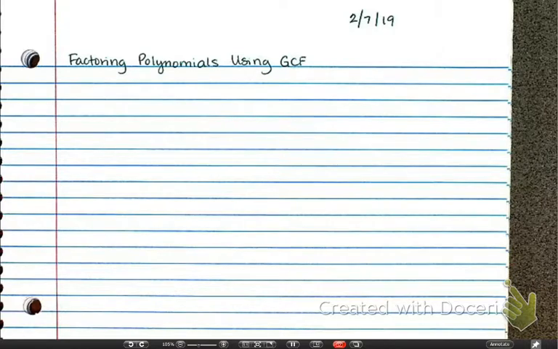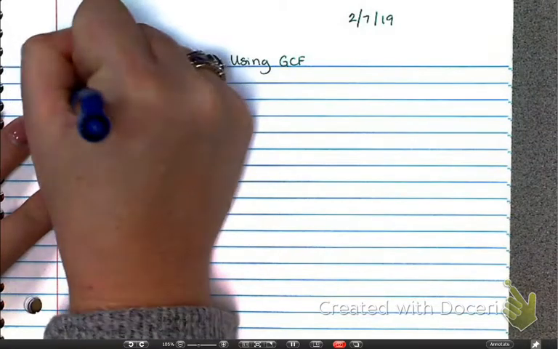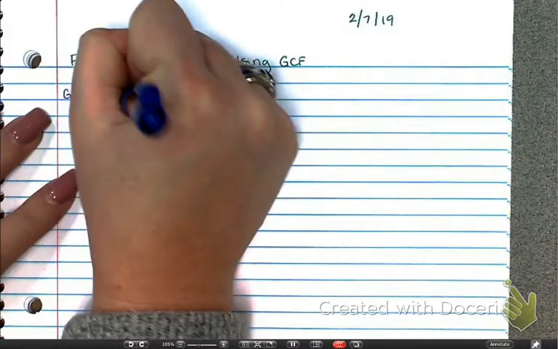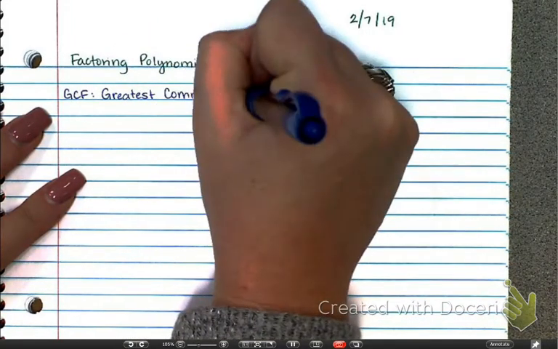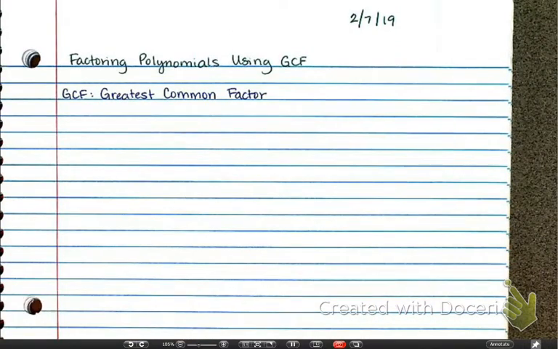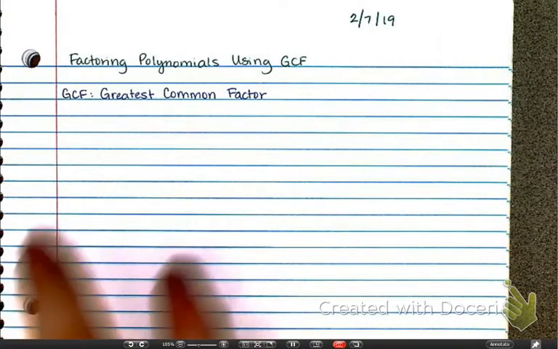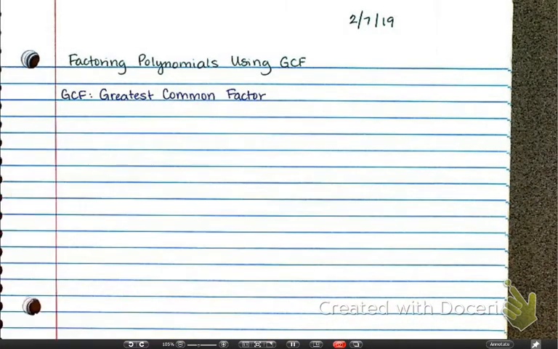Who knows what GCF stands for? Greatest common factor. Now we're going to start basic because for whatever reason, when it comes to factoring, this GCF is the one thing that students cannot do. Their brain shuts off and they want to try everything else except GCF, and it's the easiest one to do. So we're going to have to really focus our minds for this. So greatest common factor. Let's start basic.